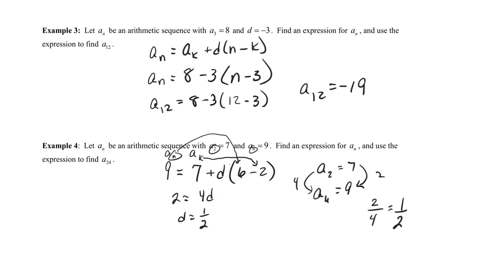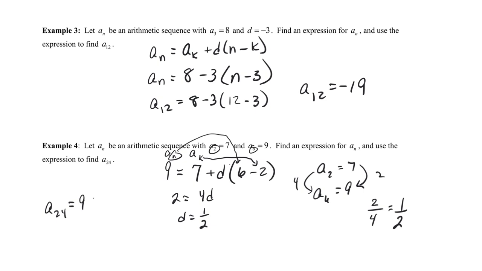So after all that, we still haven't answered the question. They want us to find out what a sub 24 is, right? So I need to put a sub 24 here. And you can use either one of these numbers. It doesn't really matter. You can use the 7 or the 9. Just got to make sure that you're using the right K. So I'm going to use the 9.